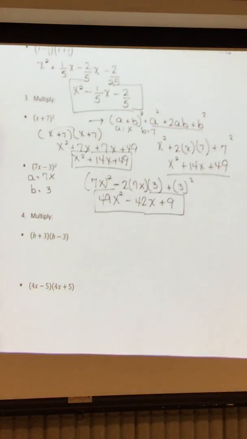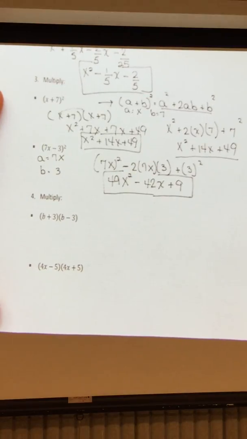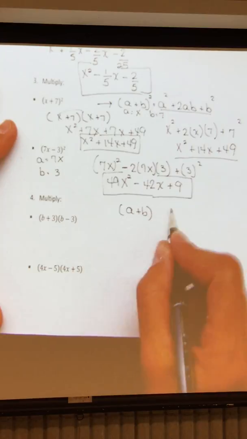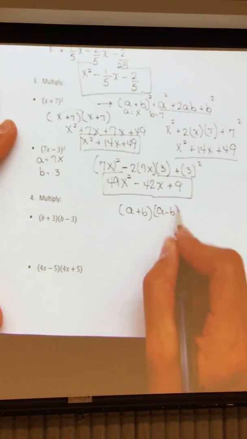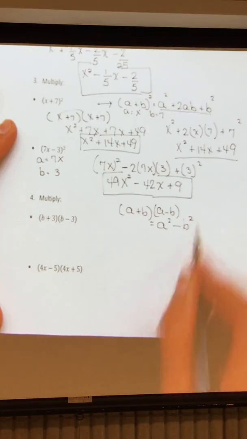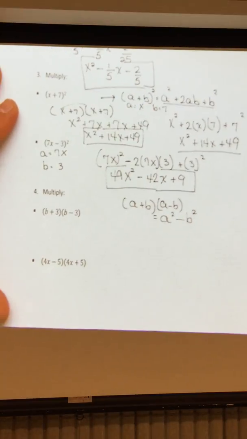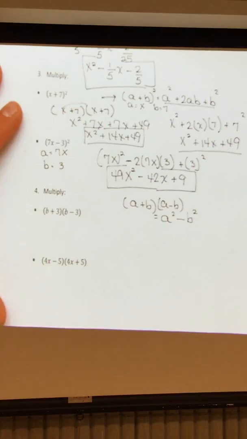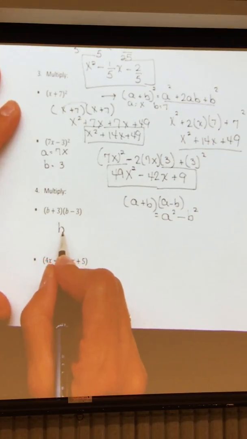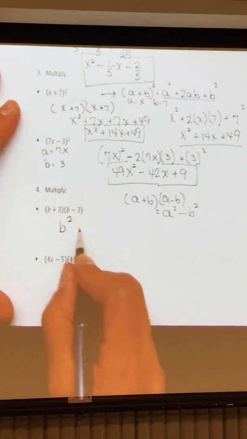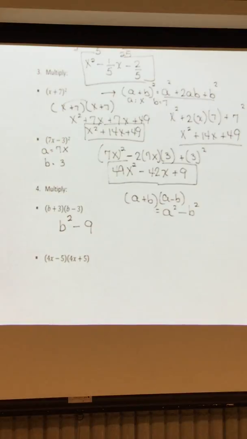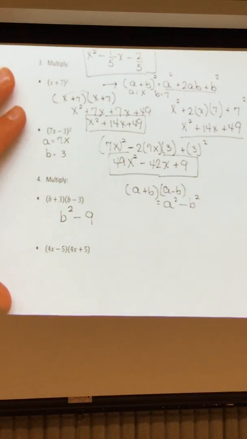And number 4, we have a special product rule again. If you have a plus b times a minus b, your answer is a squared minus b squared. Or you can FOIL as well for this one. So here you have a squared, which is your b. So you have b squared minus 9 is your final answer for that one.